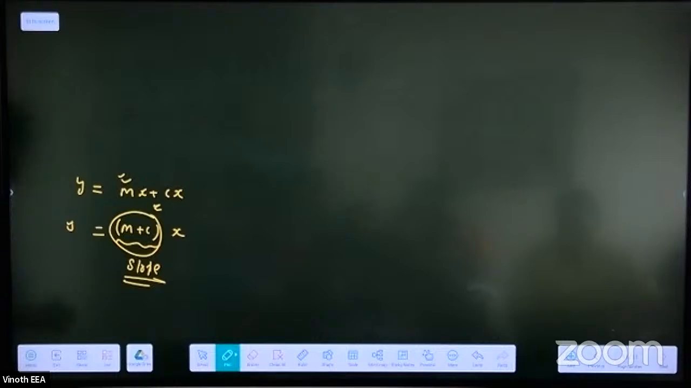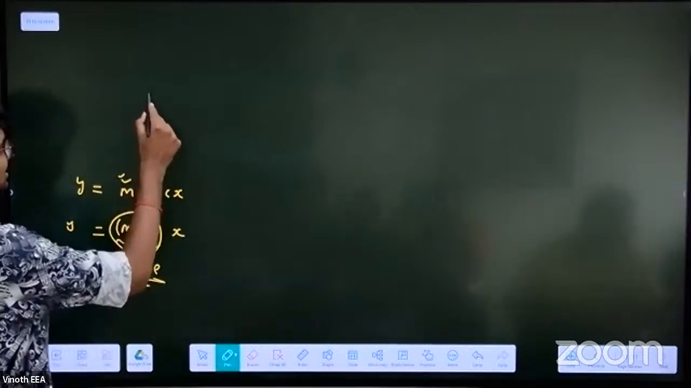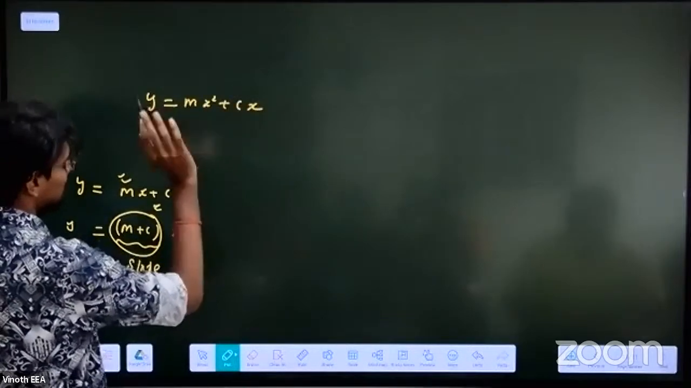Mx square plus cx, that can be done. Then we need to differentiate twice, and you need to eliminate both the arbitrary constants. Like, c is the arbitrary constant, we need to eliminate c. Mx square plus cx. Okay.